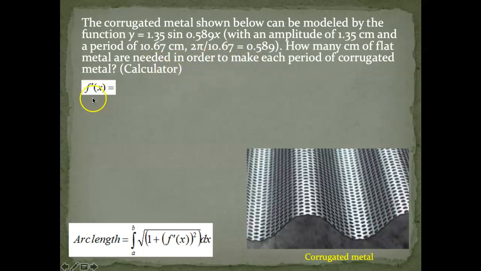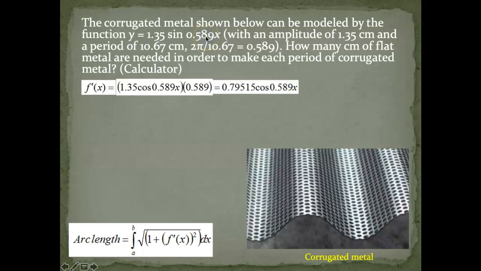So first thing we need to do is find the derivative of our function. Again, we have a calculator, so you can find it in the calculator, or you can also find it by hand. So that's our derivative. Make sure to use the chain rule on the inside there. And there we go. We simplify it just by multiplying these two together. And now we need to find the arc length.